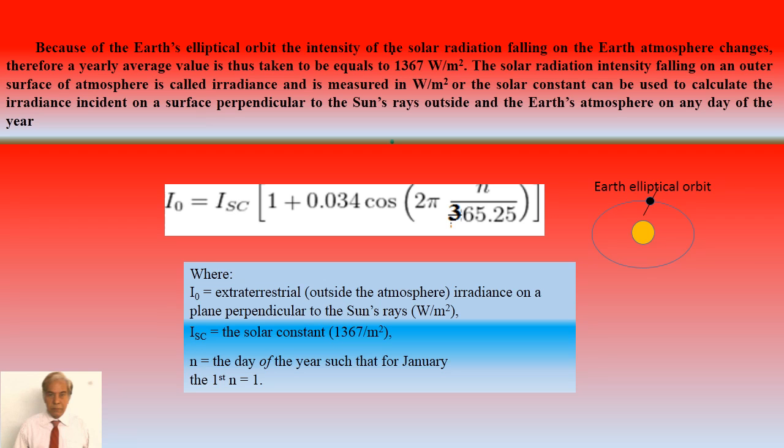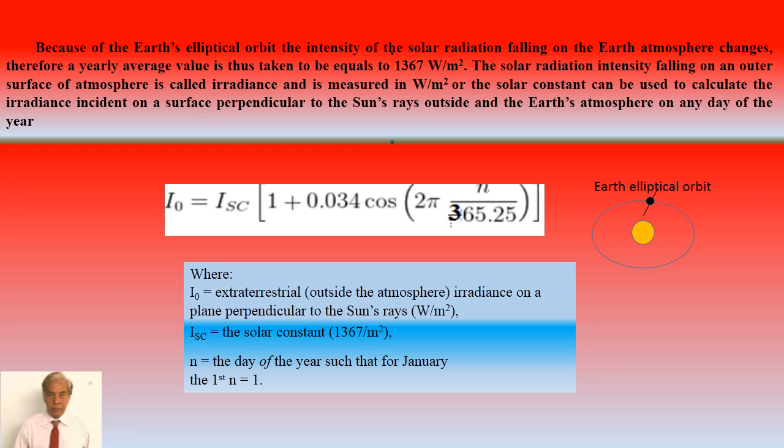The solar radiation intensity falling on the outer surface of the atmosphere is called irradiance and is measured in watt per square meter. The solar constant can be used to calculate the irradiance incident on a surface perpendicular to the sun rays outside the Earth's atmosphere on any day of the year.